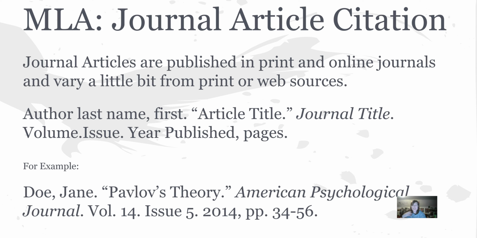Journal articles. Journal articles are very difficult to cite because they have a lot of pieces and parts. The nice thing, though, is if you use our library resources to find journal articles as sources, then the citations are usually listed with them. So it starts out the same as our other types of sources. We have the author's last name, their first name, the title in quotation marks, the journal title in italics. Then we have the volume, the issue, the year published, and the pages.